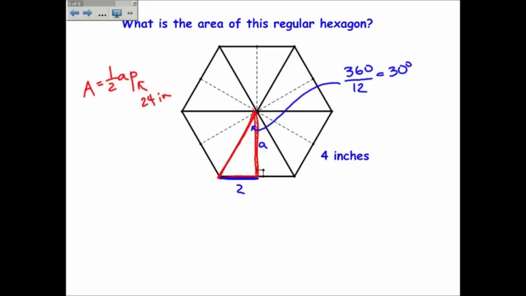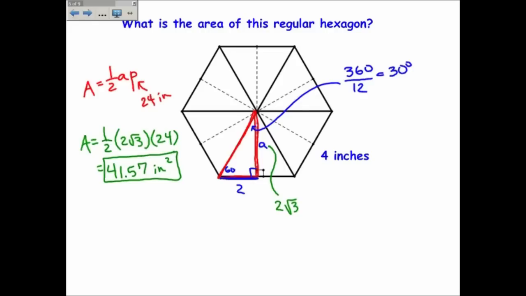Now, usually we would need to use some trigonometry, but since it's 30 degrees, and this is 90, and this is 60, I have a special right triangle, so I'm going to use that. I think that's easier. So if the shorter leg is 2, the apothem will be 2 root 3. So the area is 1/2 the apothem times the perimeter. And I get 41.57 inches squared.